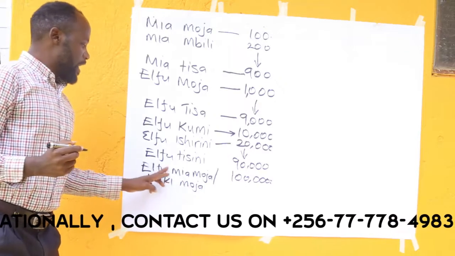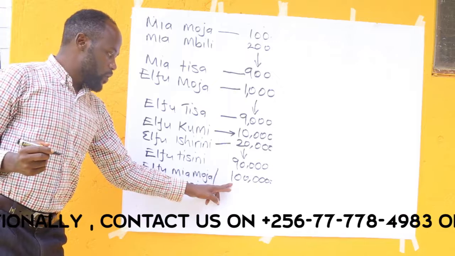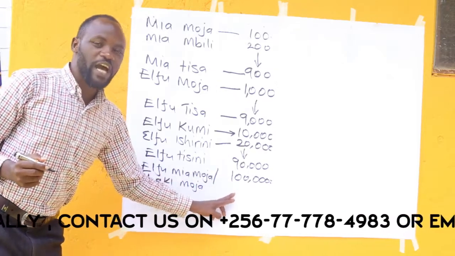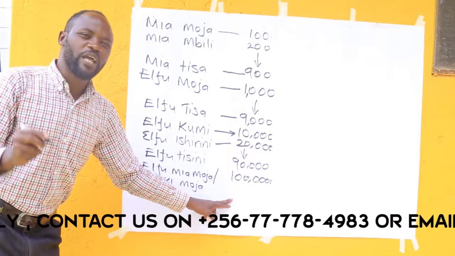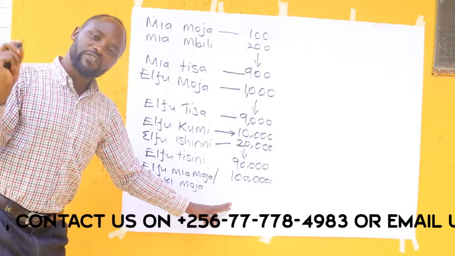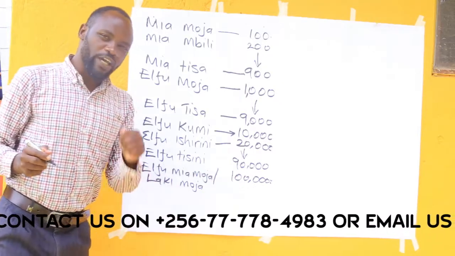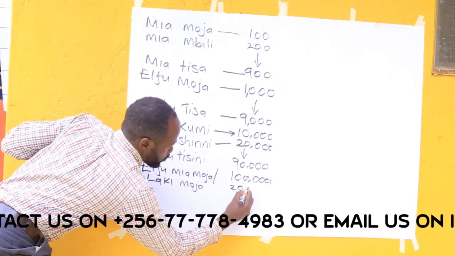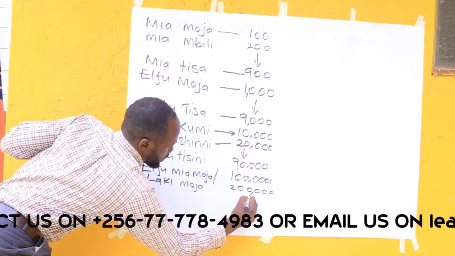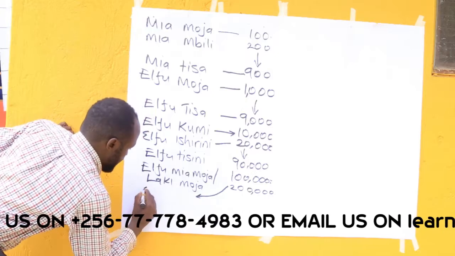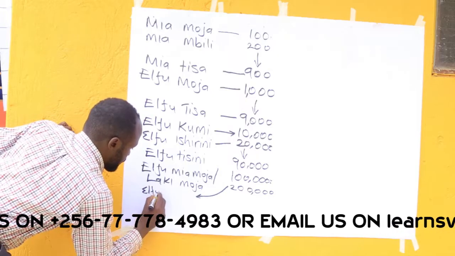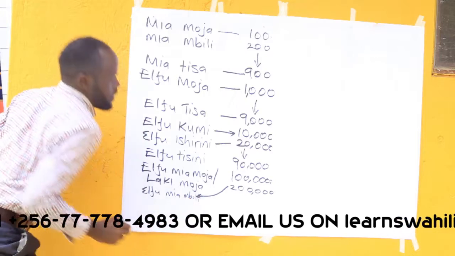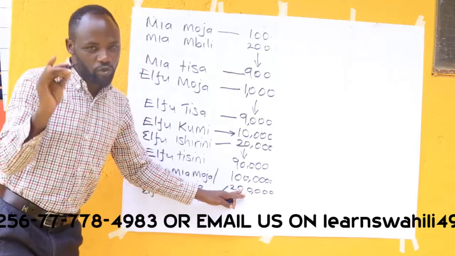So we shall call it elfu mia moja because of this one. We call it laki moja because of this one. If we have two there, it becomes laki mbili or elfu mia mbili. If we have three, it is laki tatu or elfu mia tatu. So, for example, we have two. This is elfu mia mbili. If we have three there, I have told you the way we do it.